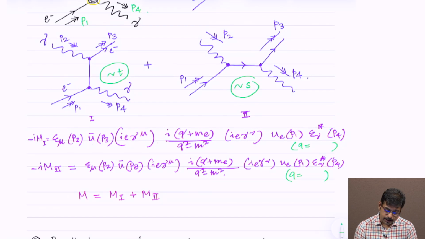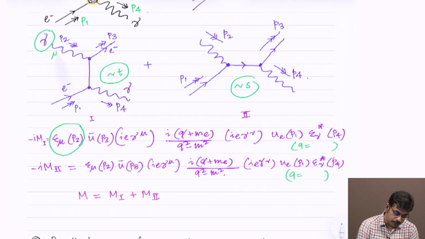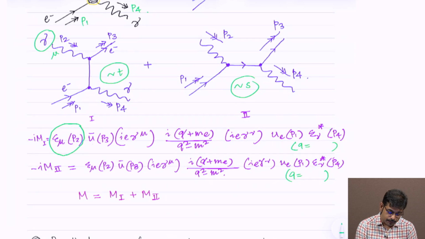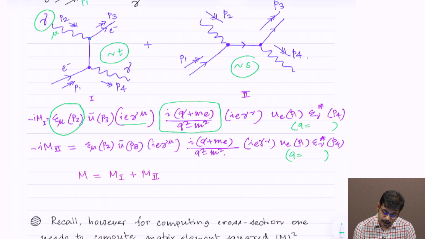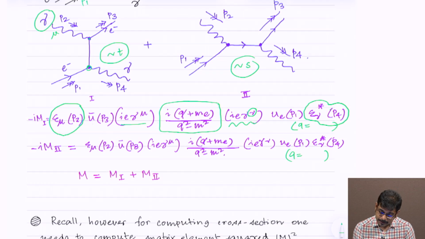So if you write the matrix element, you have to take care of the first graph. You have an initial state photon, so that will be given by epsilon mu of P2, with the Lorentz index mu associated with this one, and this vertex will therefore have an i e gamma mu factor. Then you have the fermionic propagator, which is i (Q slash plus m) divided by (Q squared minus m squared), and then you have this vertex which will be i e gamma nu with nu as a Lorentz index, and that Lorentz index should also be associated with the final state photon, given by epsilon nu star.